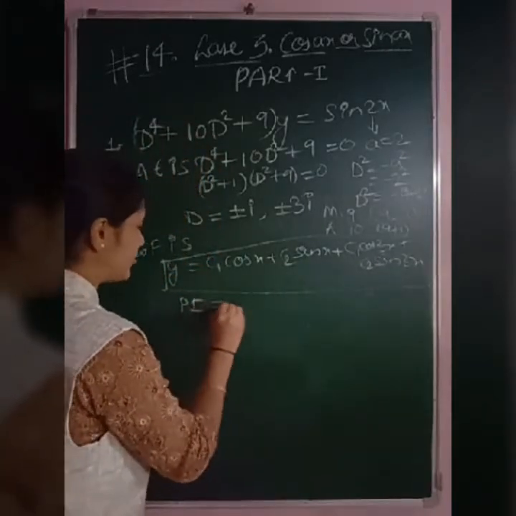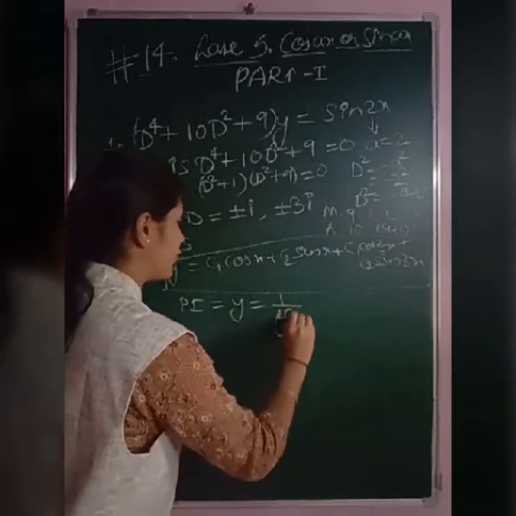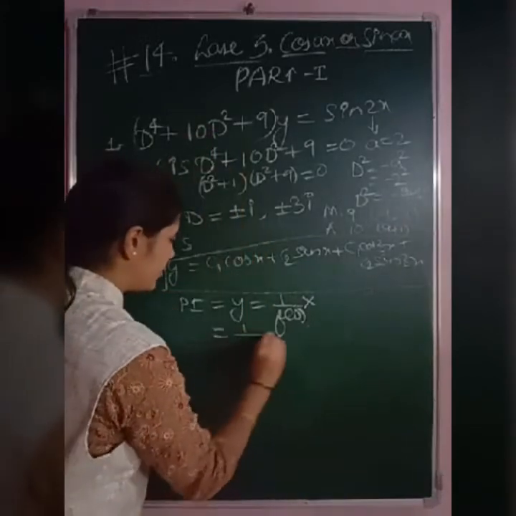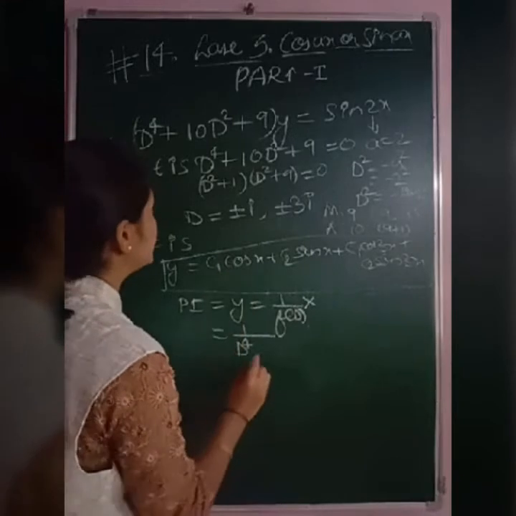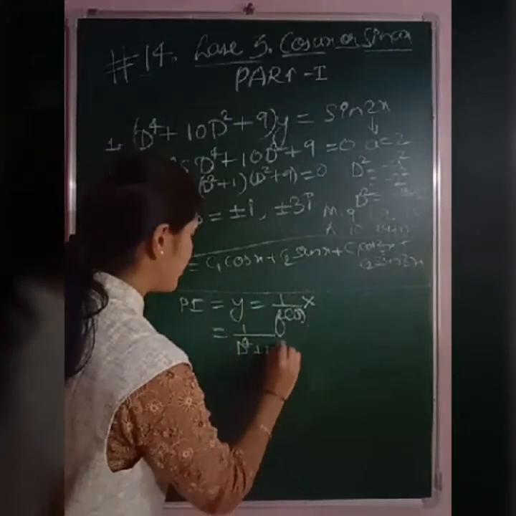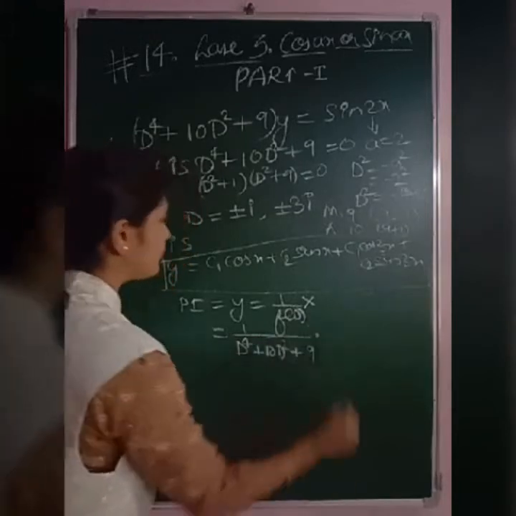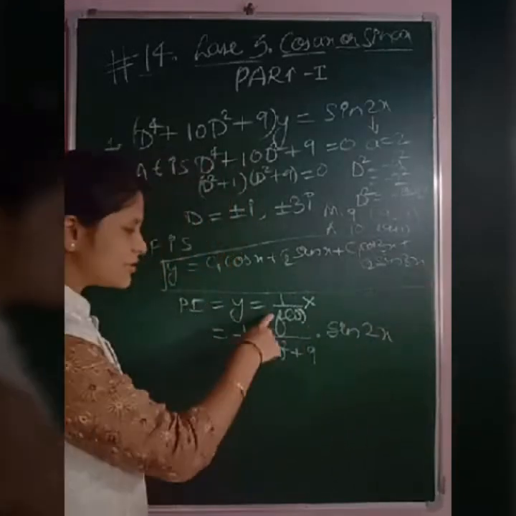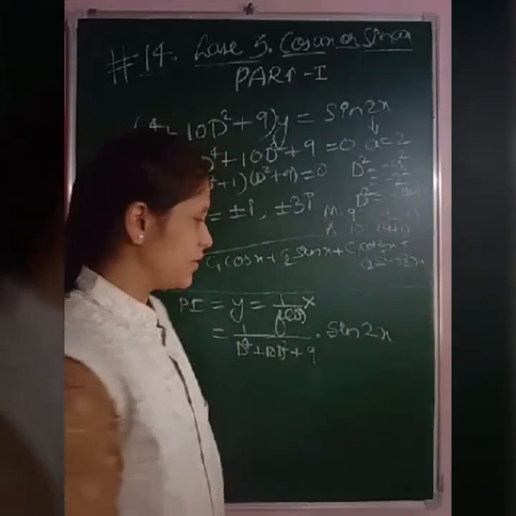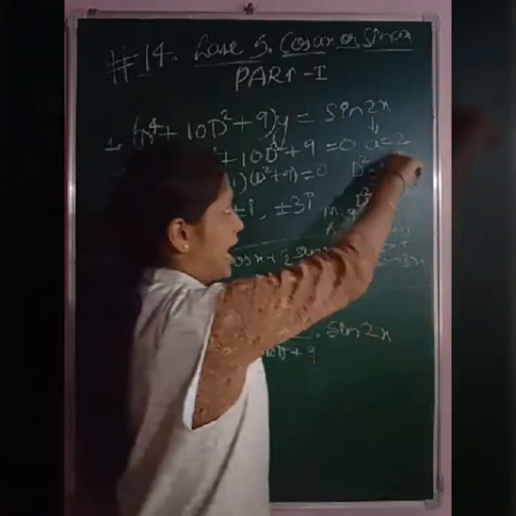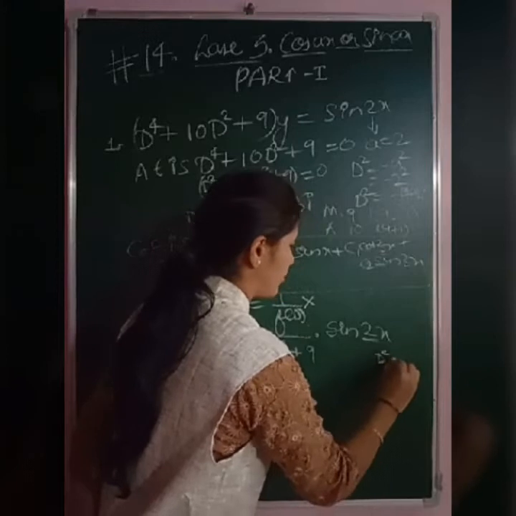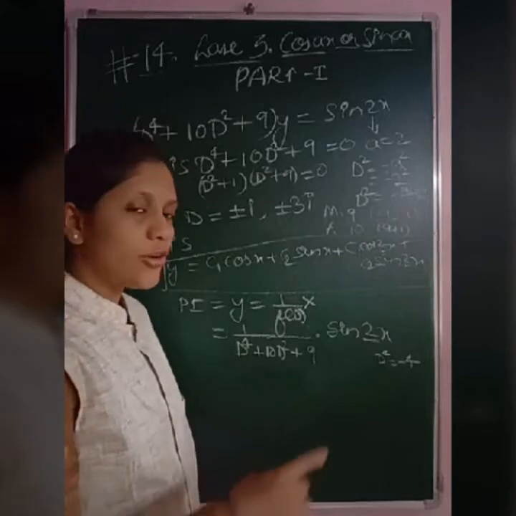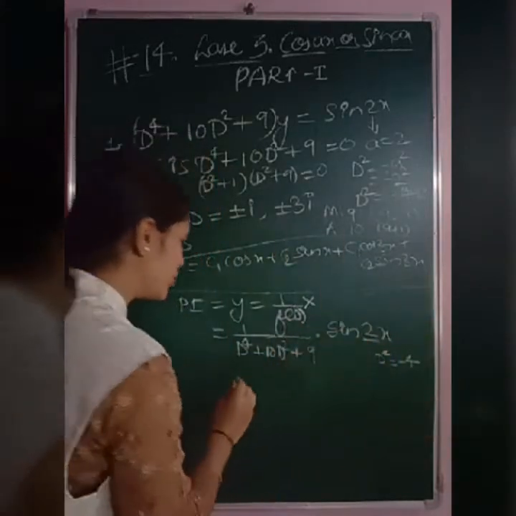PI is nothing but y, that is 1 upon f of D times X. For this particular example, what is f of D? 1 upon D raised to 4 plus 10 D square plus 9, and my capital X is sin 2x. So this is 1 upon f of D in the sin ax form. Wherever D square is there, I have to replace it by minus 4, right? Already we have seen. So what will D raised to 4 be? D square, squared.